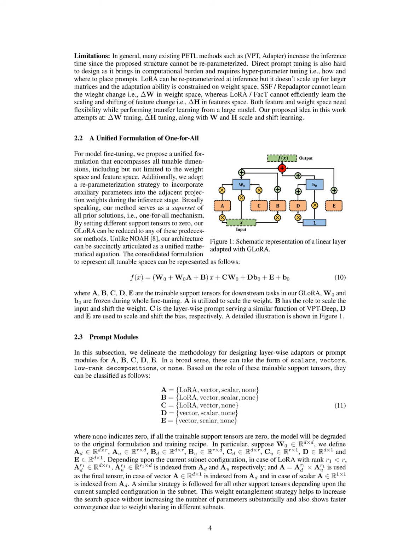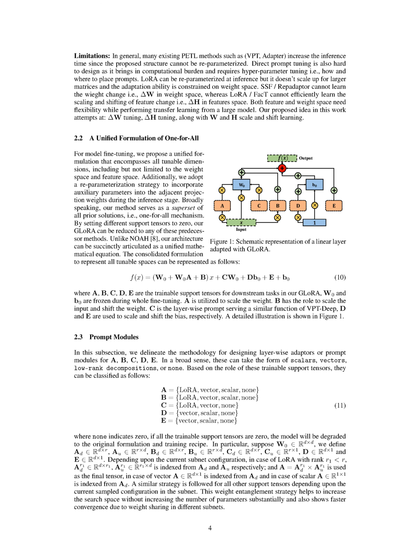Section summary. The authors propose a unified formulation for model fine-tuning that includes all tunable dimensions, such as weight and feature space, and incorporates auxiliary parameters during inference. Their method serves as a superset of all prior solutions and can be reduced to any of these predecessor methods by setting different support tensors to 0. The consolidated formulation is represented by a unified mathematical equation that includes trainable support tensors for downstream tasks.